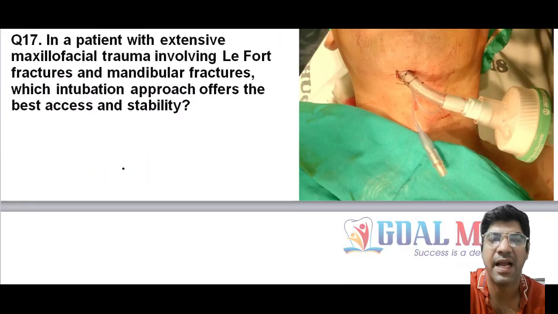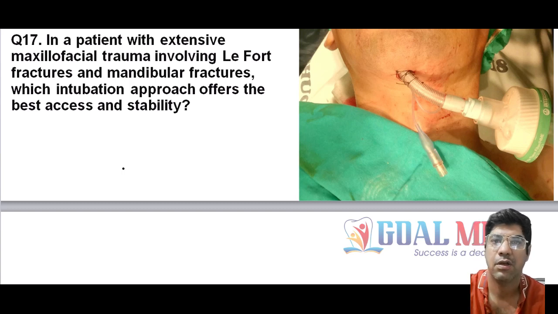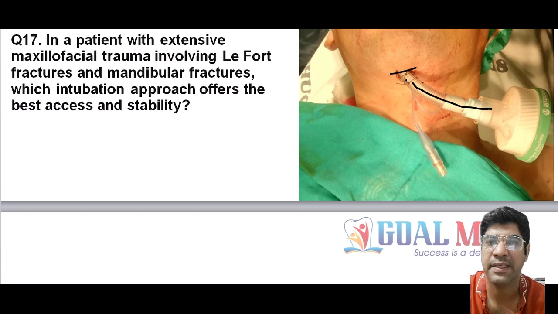In a patient with extensive maxillofacial trauma involving Le Fort fractures and mandibular fractures, which intubation will give the best access and stability? It's the submental intubation. Submental intubation is a technique that involves passing the endotracheal tube through a submental incision and then advancing it into the oropharynx.